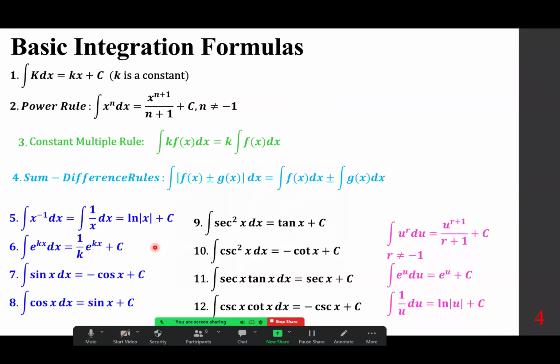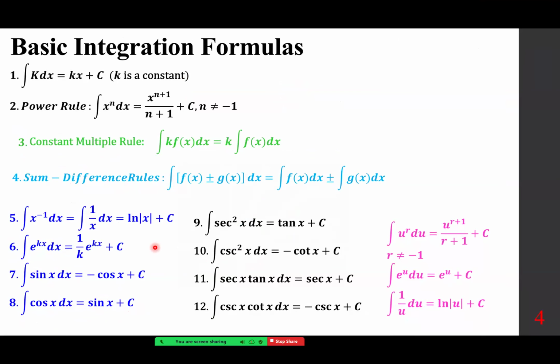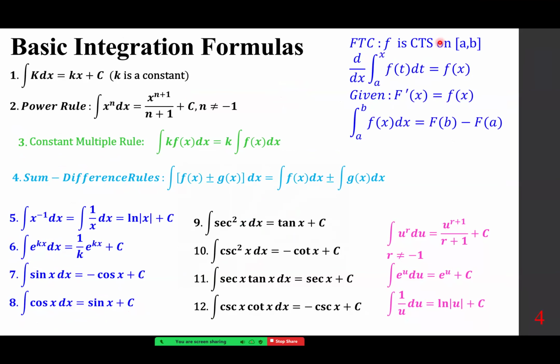These are integration formulas or anti-differentiation, the reverse process. FTC, short for fundamental theorem of calculus, has two formulas. One of them is the derivative of the integral, which gives you the function back. And one of them is the definite integral, which is a number. The definite integral from a to b of f of x dx is capital F of b minus capital F of a, where capital F prime is lowercase f of x.